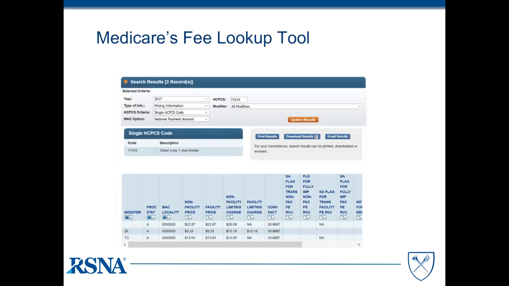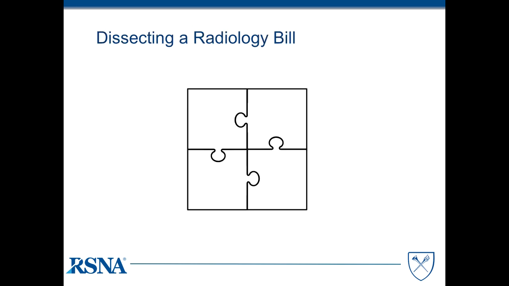I mentioned this professional fee versus technical fee divide previously when, in an earlier module, we worked through Medicare's online fee lookup tool. Remember, we focused on global or total fees. That's the top line indicated here. But I said we'd come back later to the professional fee, as indicated here by the 26 modifier, and the technical fee, as indicated by the TC modifier. Well, this is that time.